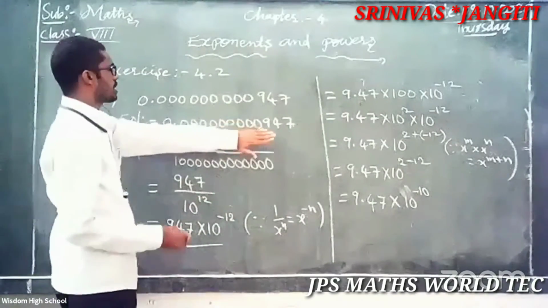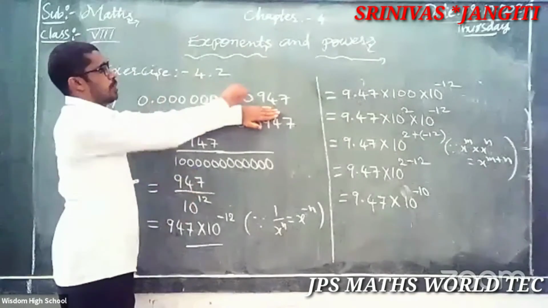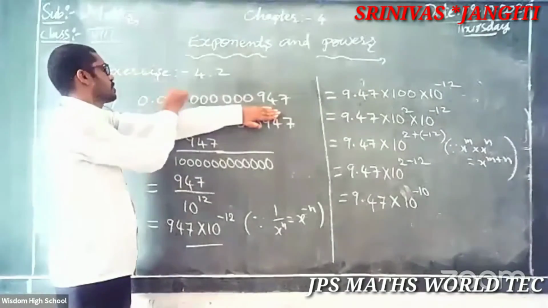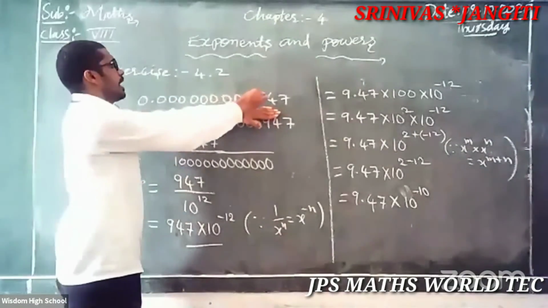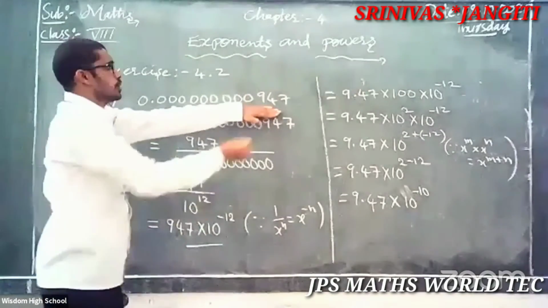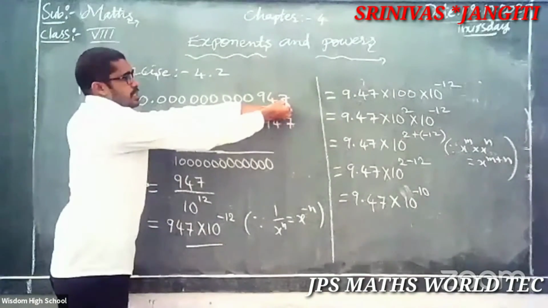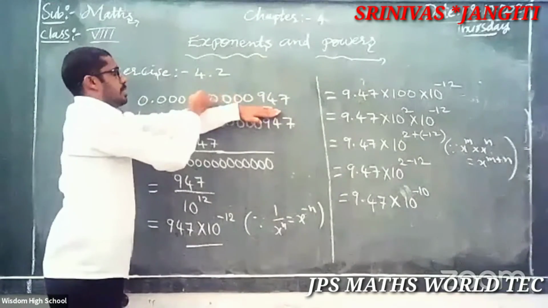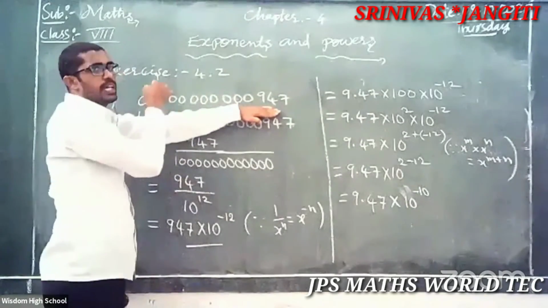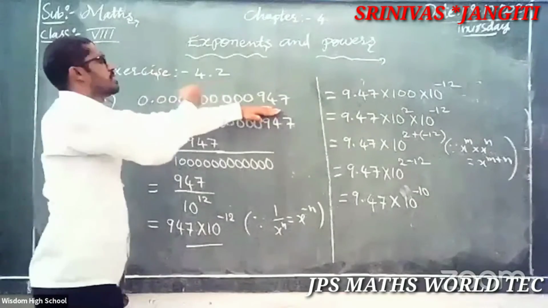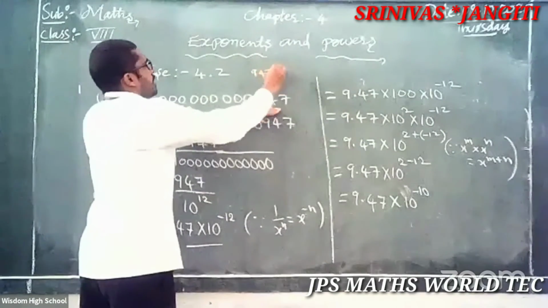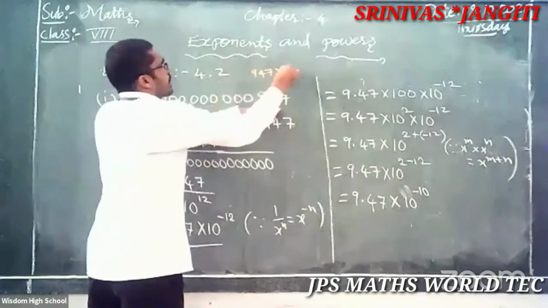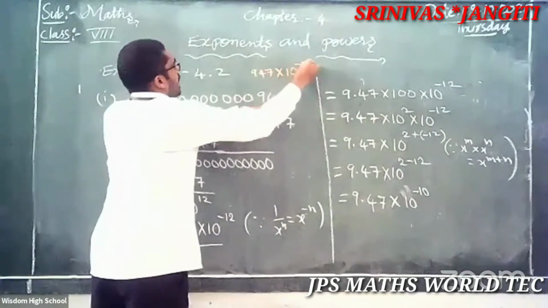Everybody observe here. What do you observe? This is a problem, right? 0.0000000000947. This is the problem, right? Then first you observe how many places. Here is the 1, right? 2, 3, 4, 5, 6, 7, 8, 9, 10, 11, 12. 12 places before the point are there, right? That's why simply your answer is 947 into, right? Here the point where? Then here. That's why into 10 to the power of minus 12.